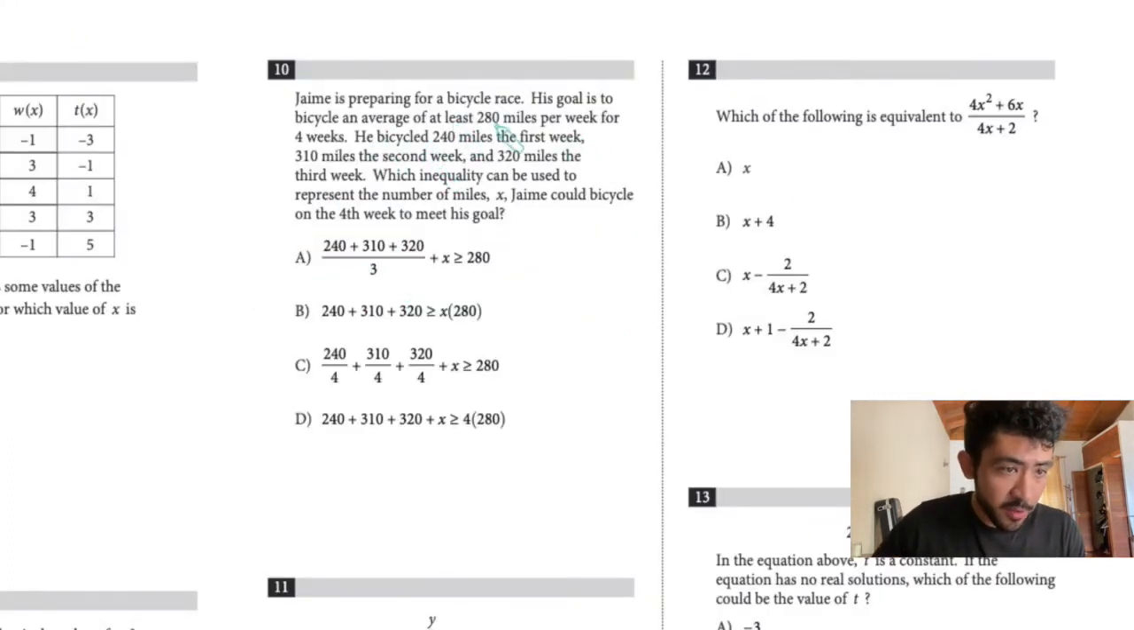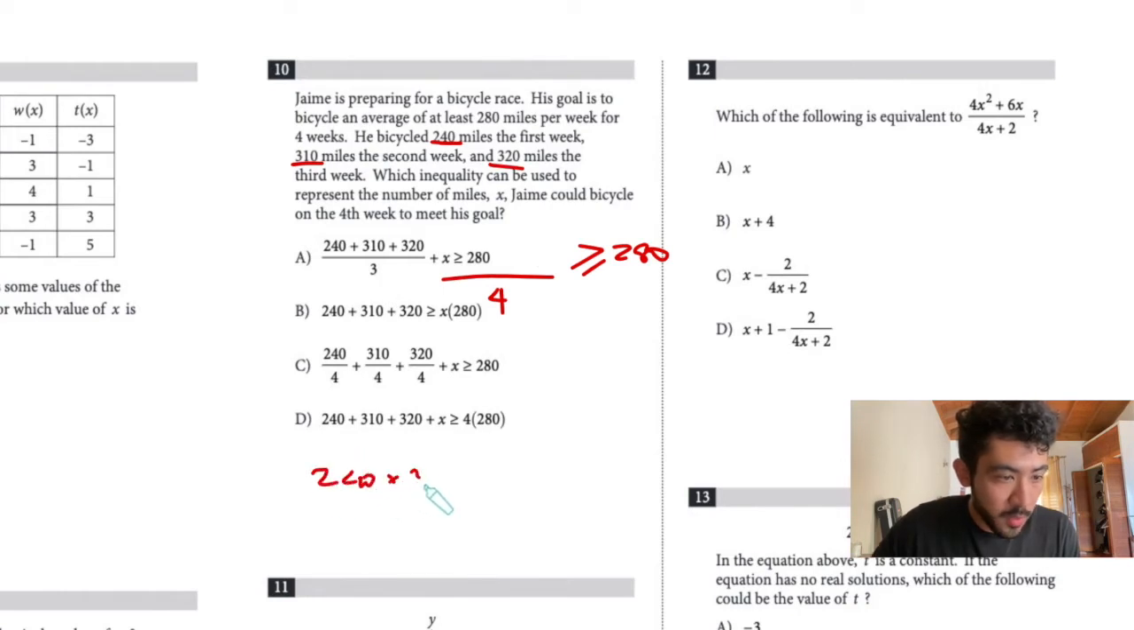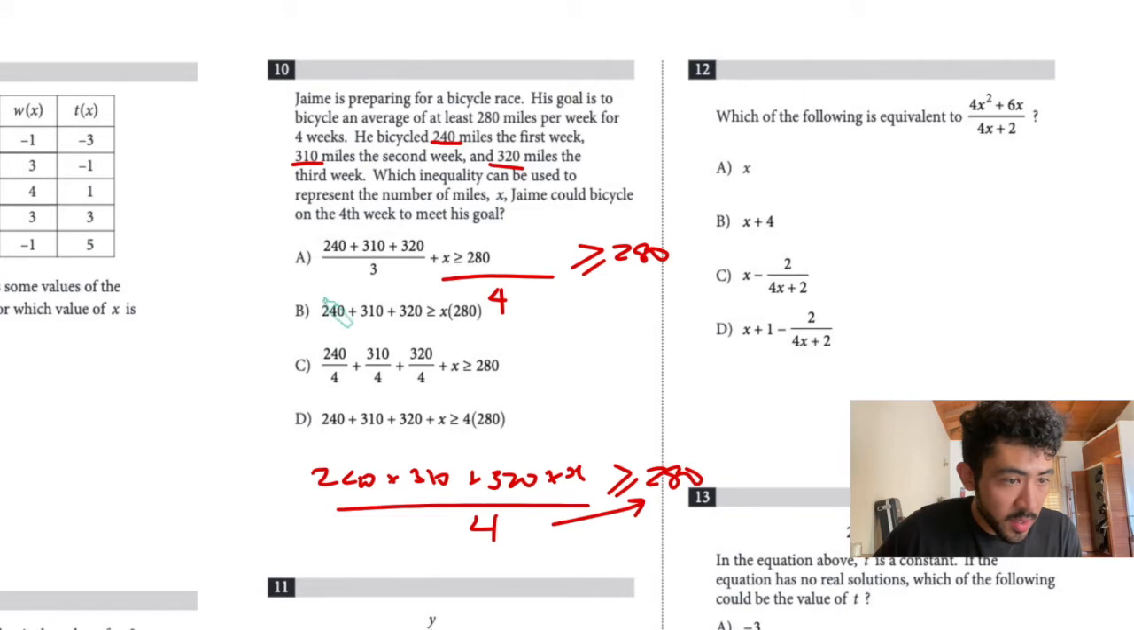Jamie is preparing for a bicycle race. His goal is to bicycle an average of at least, means greater than or equal to, 280 for 4 weeks. So when we're dividing by 4, then if they give us all of these individual weeks, 240 plus 310 plus 320, all of those added together plus x, and that's still over 4, should be greater than or equal to 280. If we cross multiply, we should find the sum of these plus x, which looks like D, greater than 4 times 280. D is the answer.